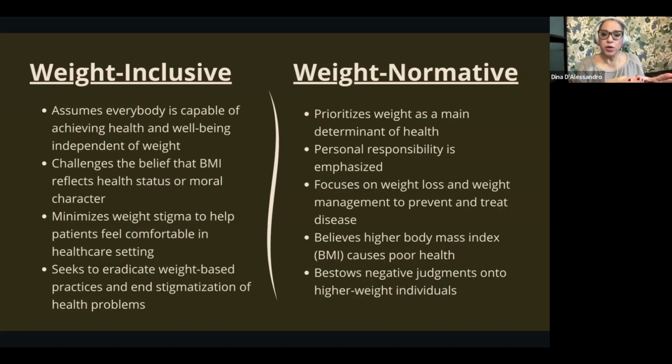So weight inclusive approaches are exactly what I was saying before. We treat people like the patients they are. It's patient-centered care. My job as your provider is to support you, but you have all of the things that you need to tell me back whether something is working or not. I'm not forcing anything on you.